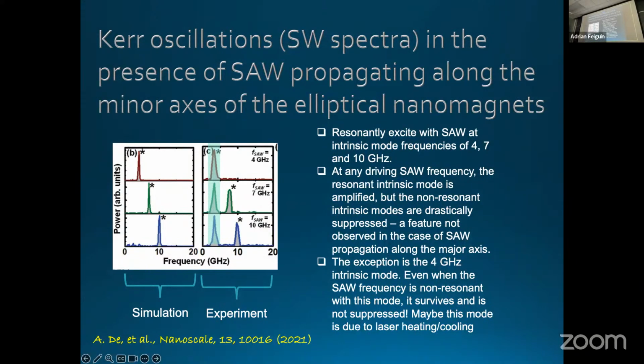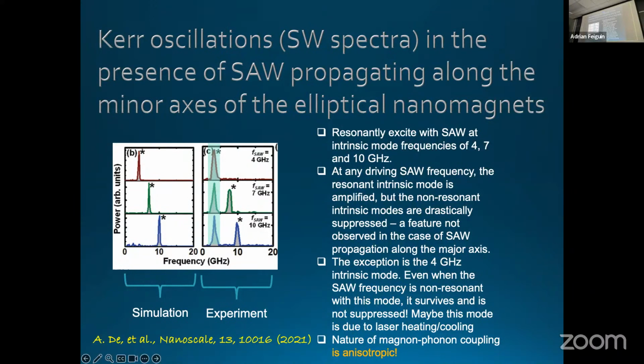This mode is all over the place inside the nanomagnet, but the SAW is propagating along the minor axis of the nanomagnets. So it is very interesting that the nature of magnon-phonon coupling in these systems is anisotropic.